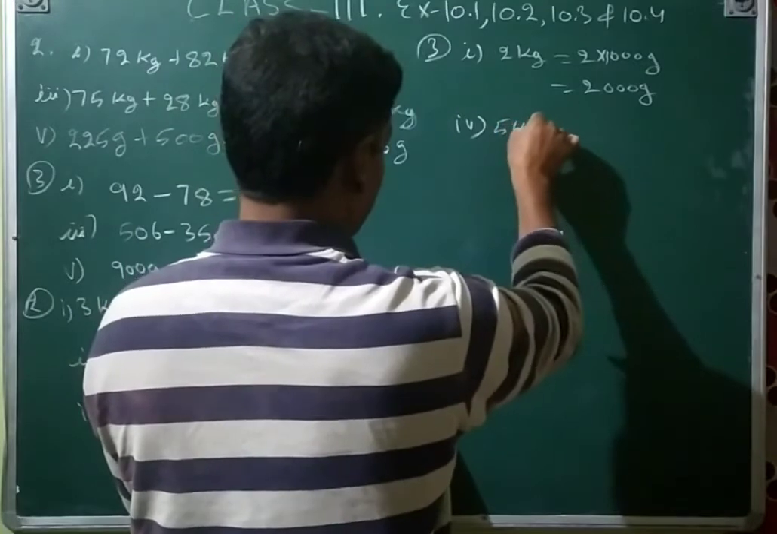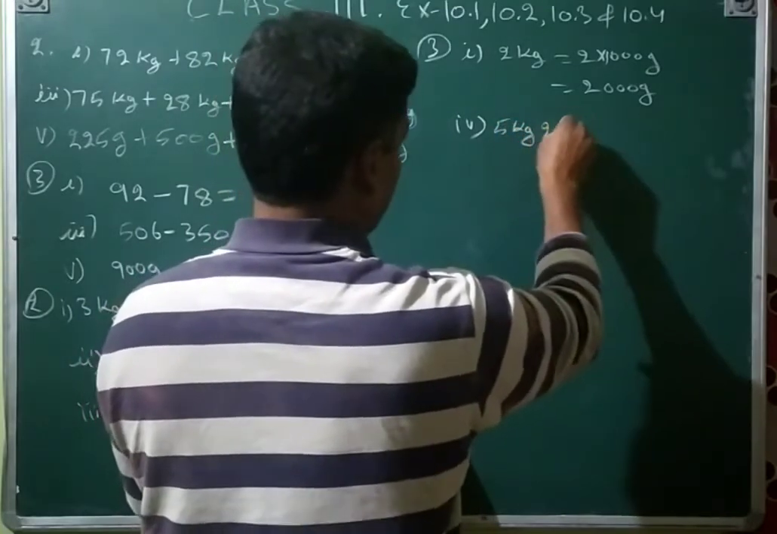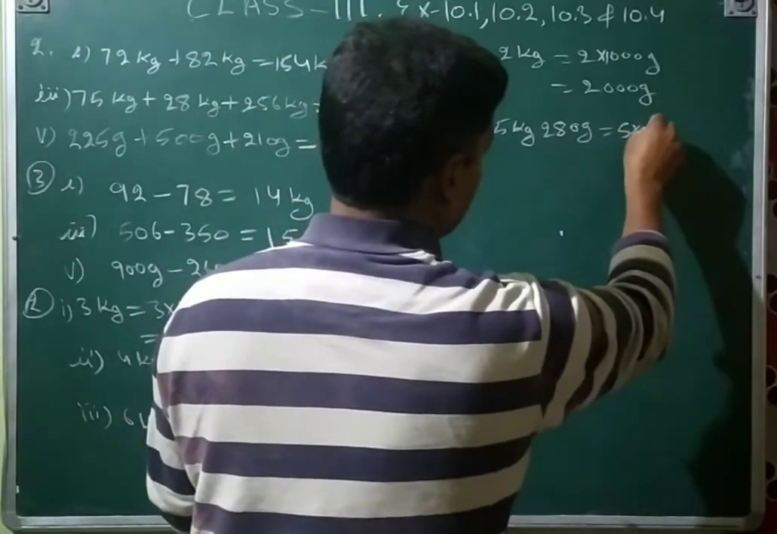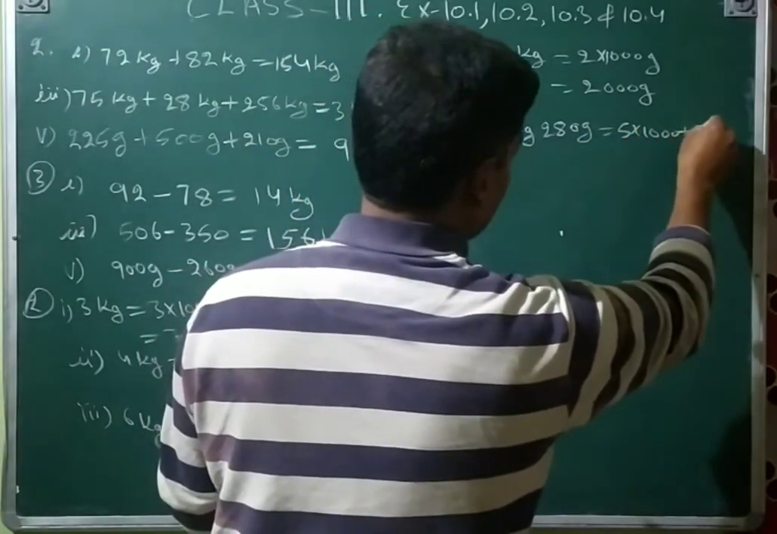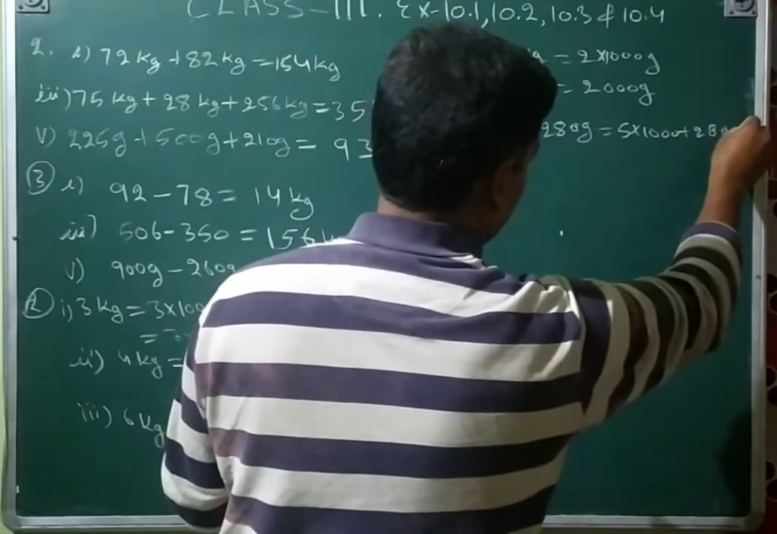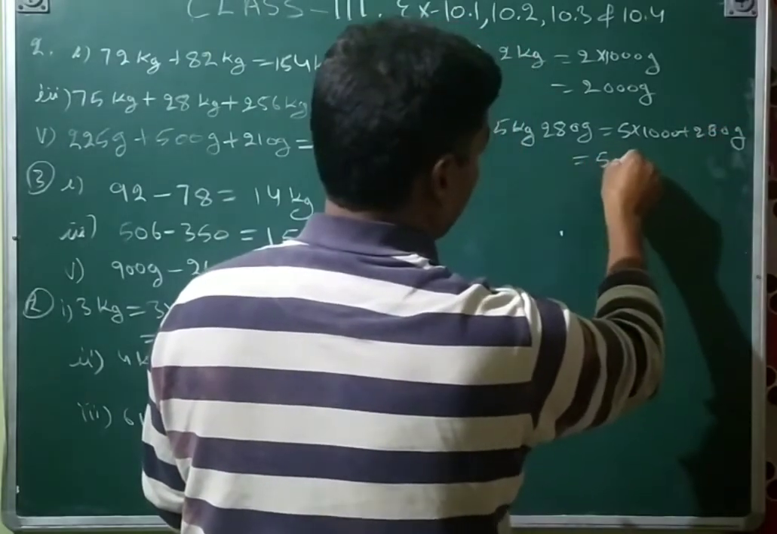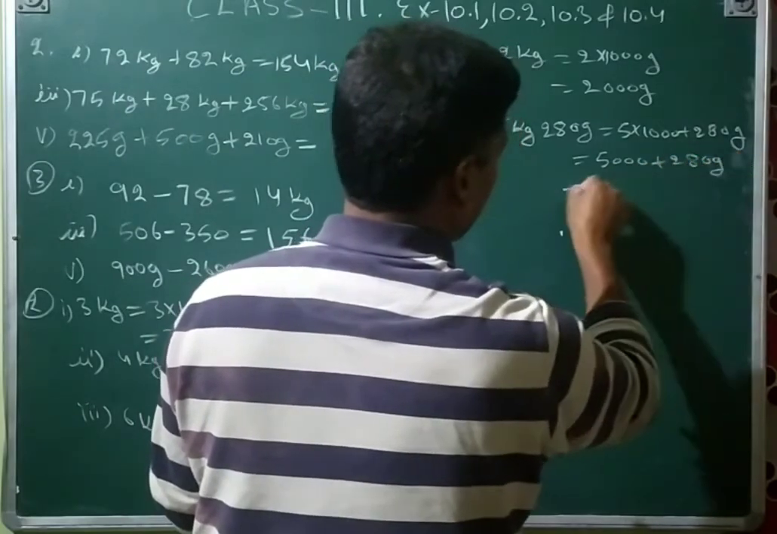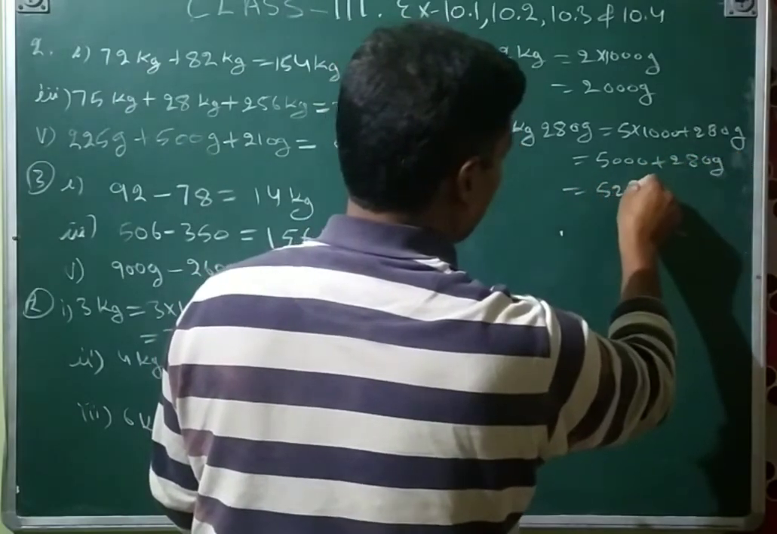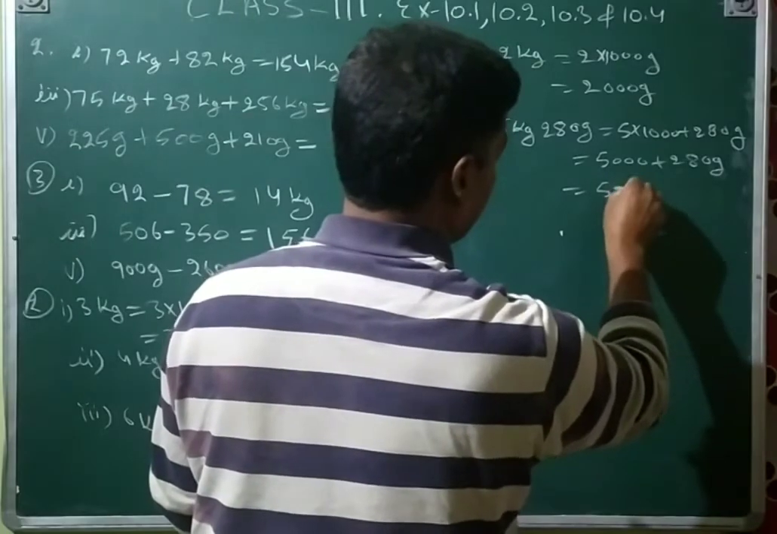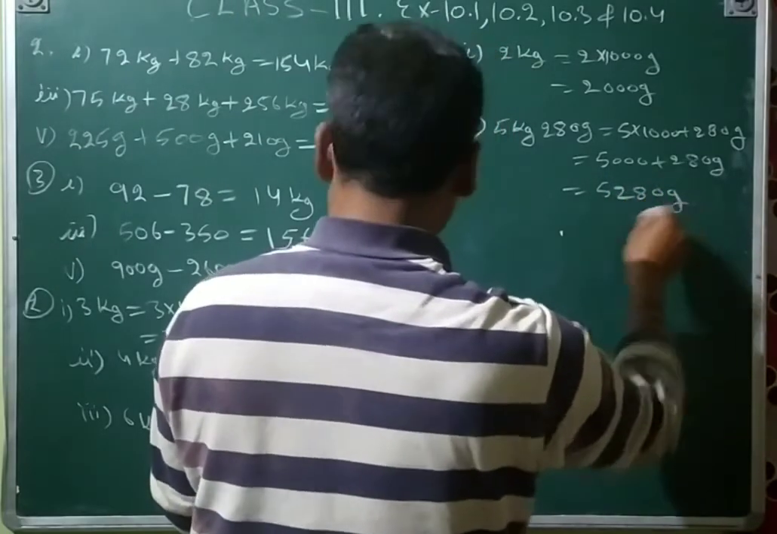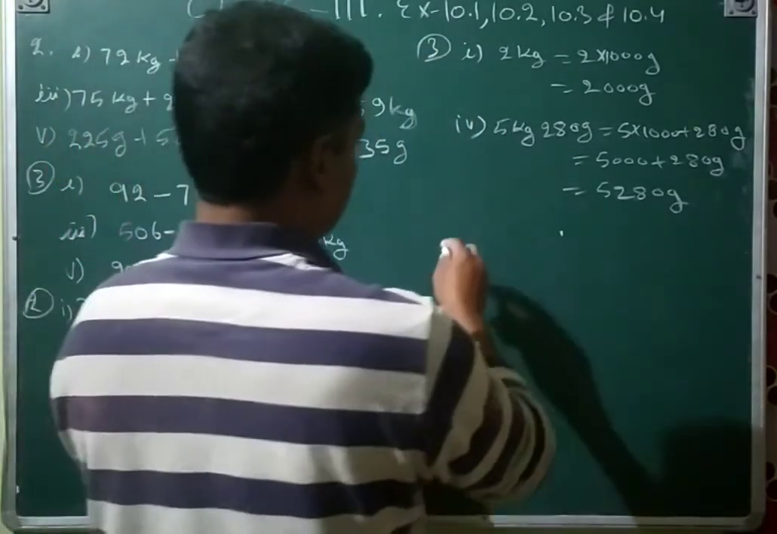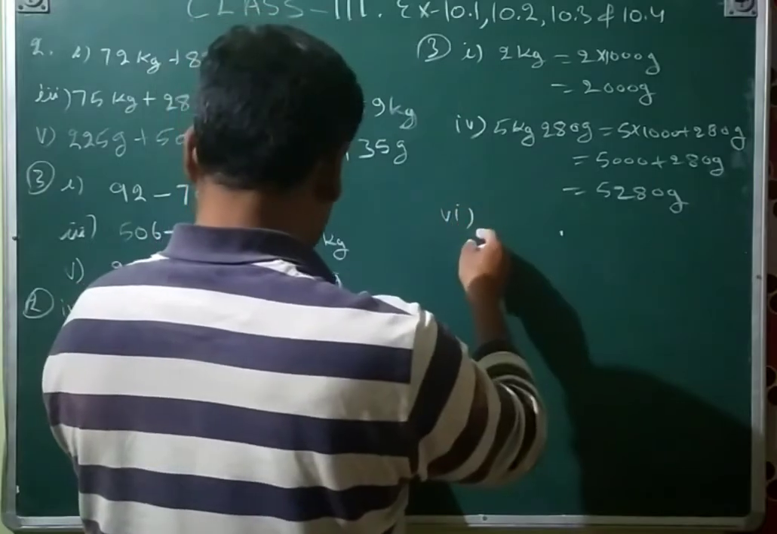Fourth part: 5 kg 280 gram. So that is 5 into 1000 plus 280 gram. So 5000 plus 280 gram, that will be 5280 gram. And then the sixth part; the fifth part you do by yourself.